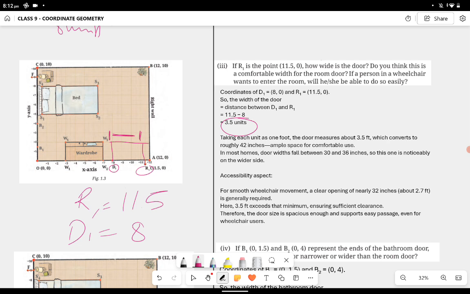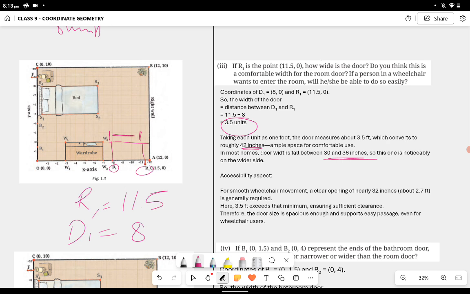Now we are going to consider that each unit is 1 foot. So the door measures about 3.5 feet, which converts to around 42 inches. That is ample space for comfortable use. In most of our houses, the door widths fall between 30 to 36 inches. So the door used in this figure is quite wide, on the wider side.